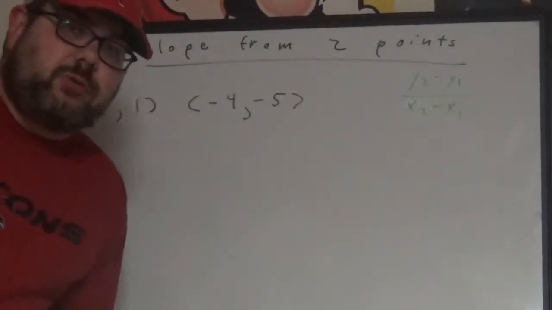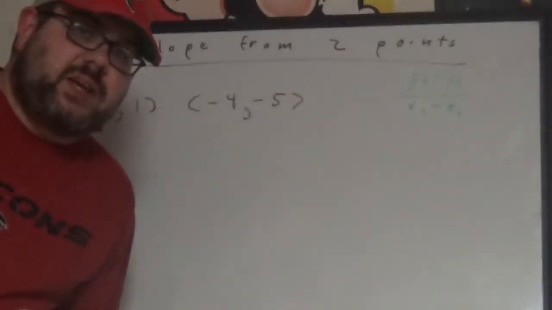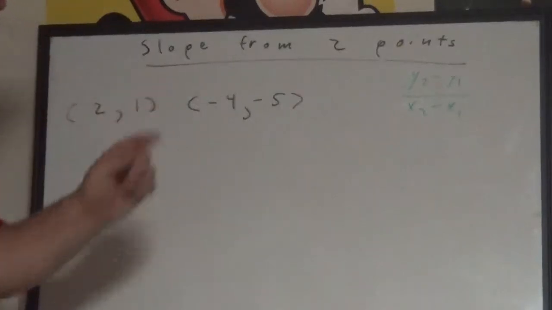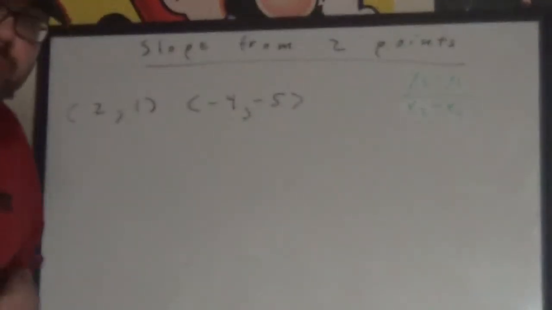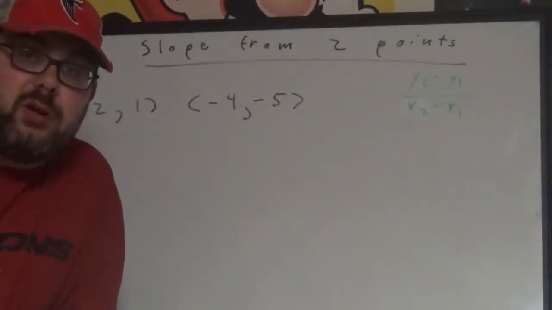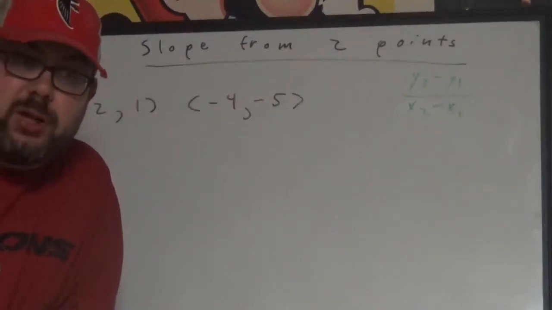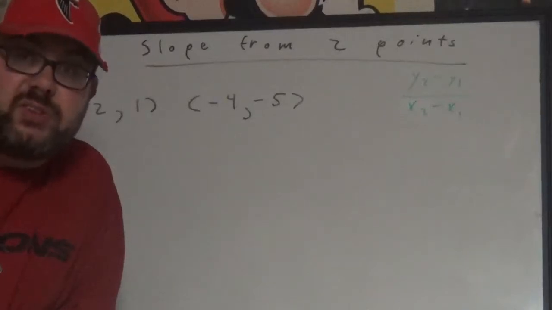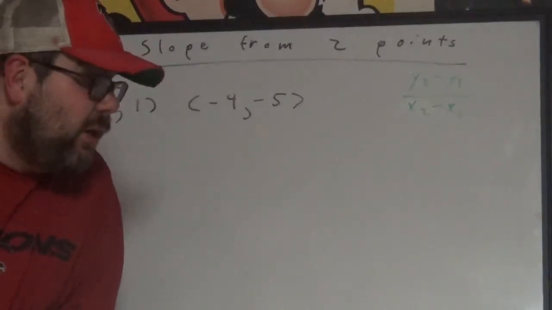Hey, this is Mr. Coker with Foundations of Algebra Lesson 8.1, Part 2, Finding Slope. This time from 2 points. The last video talked about how to find slope from a graph. This time I'm talking about if you are given 2 points, so you don't have a graph. And we can find slope.